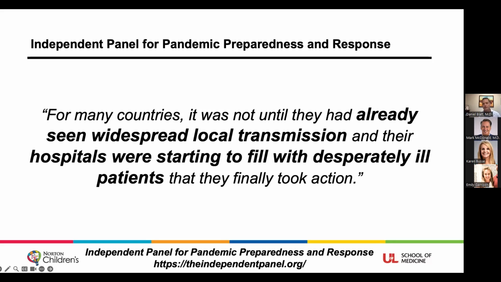The first case in the US was in a person who arrived on January 15th, 2020, and tested positive 6 days later. By the first week of March, the epidemic in the US was doubling every 2.7 days, suggesting rapid, uncontrolled spread. And on March 13th, the government declared the pandemic an emergency. So countries who had less deaths took precautions earlier. This bought time to collect information and develop a cohesive approach. And for many countries, it was not until they had already seen widespread local transmission and their hospitals were starting to fill with desperately ill patients that they finally took action.